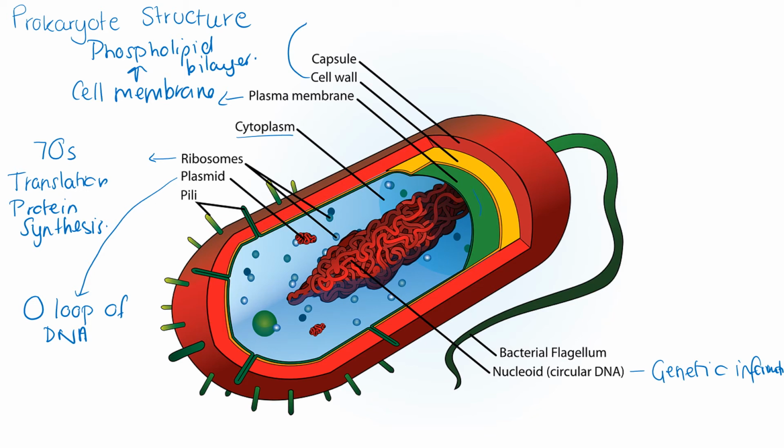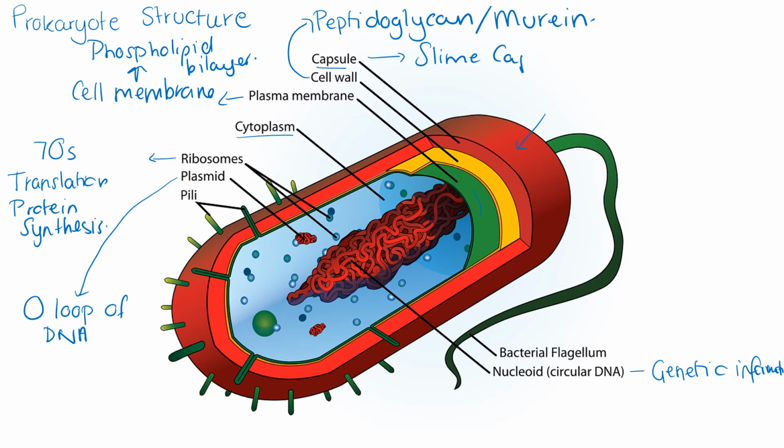The cell wall is quite similar to a plant cell wall, except it's made up from a different material, and this is called peptidoglycan, or often referred to as murein. Peptidoglycan is a type of carbohydrate. The next layer is the red layer here, and this is quite thick. This is known as the capsule, sometimes known as the slime capsule. And this is really there for protection and defense.